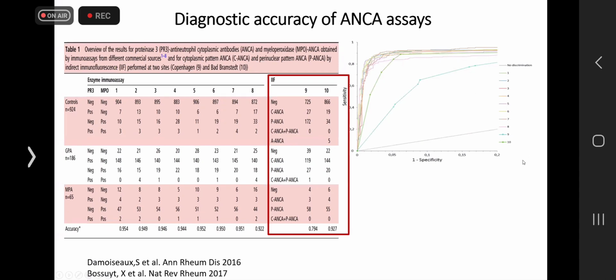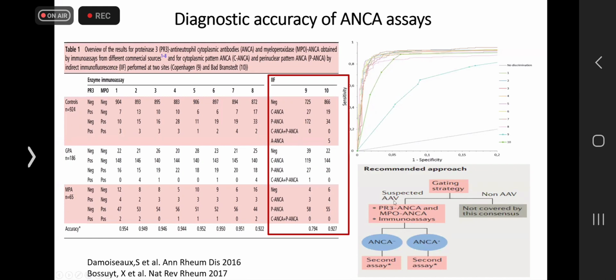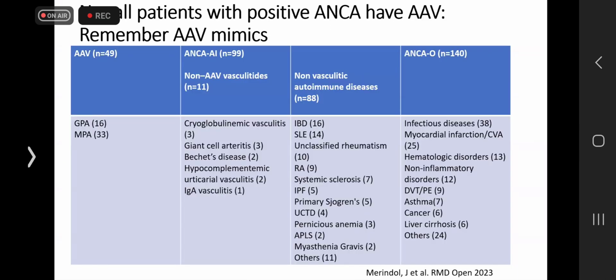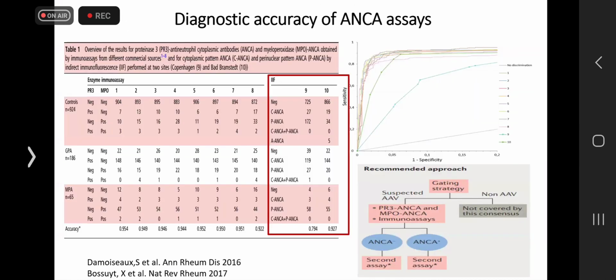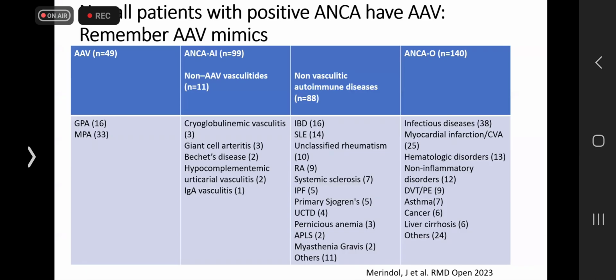So based on this, there was a revised consensus on recommendation for ANCA testing for diagnosis, which now recommends high-quality immunoassays as the preferred screening method to diagnose ANCA vasculitis. In other words, you order PR3 ANCA or MPO ANCA as opposed to testing by immunofluorescence.